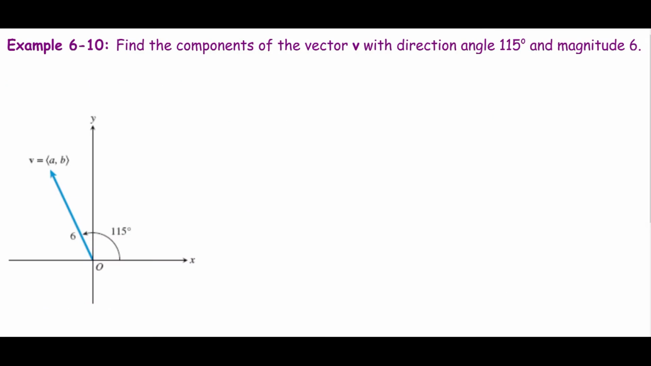Again, we want to find the component form of vector v. It has direction angle 115 degrees and magnitude of 6. In order to find those components, we take the magnitude, which is 6, times the cosine of 115, and then the magnitude, which is 6, times the sine of 115.